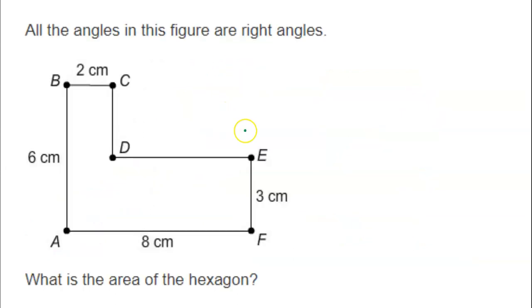Now, this is considered a composite figure. Notice that you have two figures here. You can simply draw a line right here. This line is parallel to this line up here. So we know that this line is 2 centimeters. Now, we also know that this line and this line are parallel as well. So that means that this line is 3 centimeters.